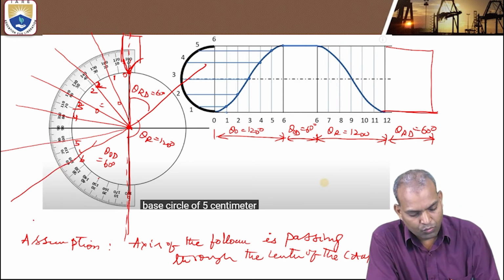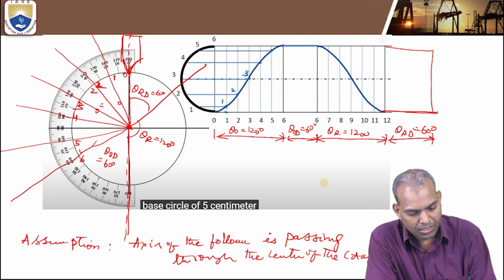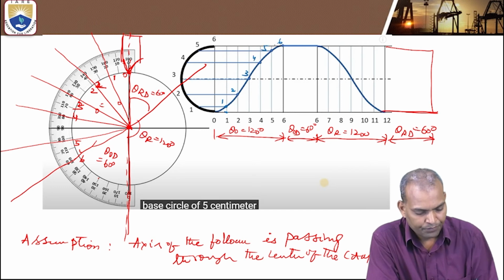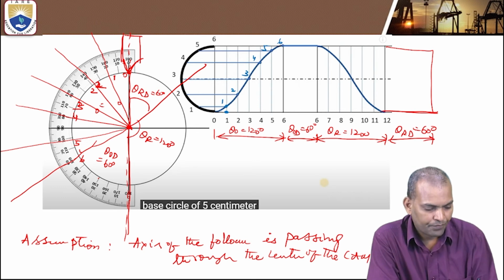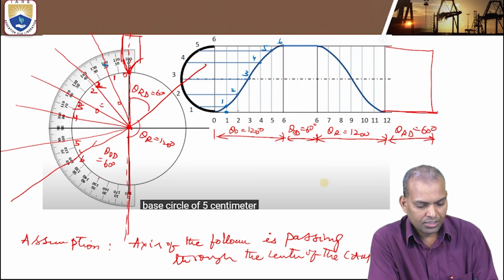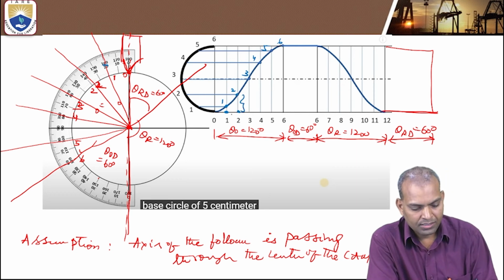At 1 to 1 distance, this is the one I said. 1, 2, 3, 4, 5, 6. From 1 to 1 distance you take length. Mark it 1 to 1 with the help of compass. Next, 2 to 2 distance.